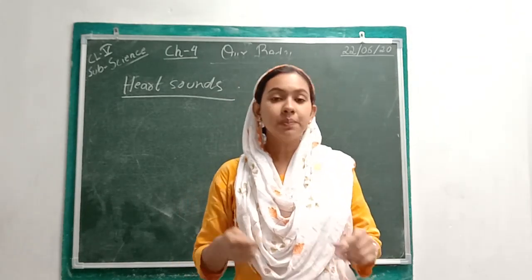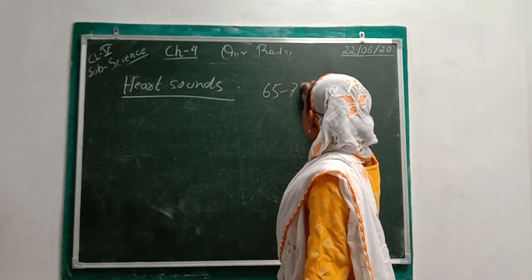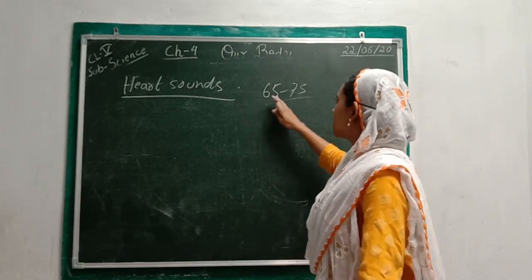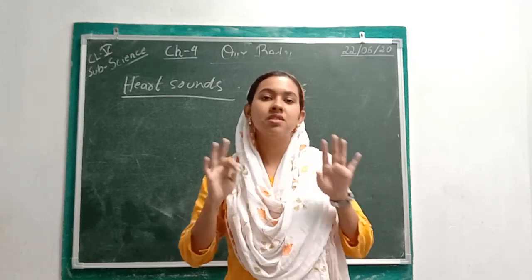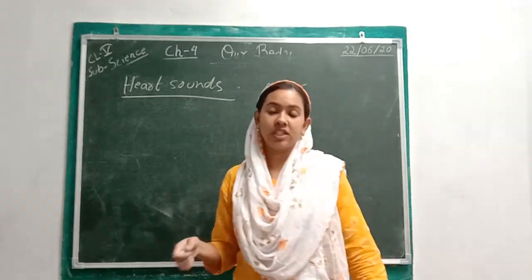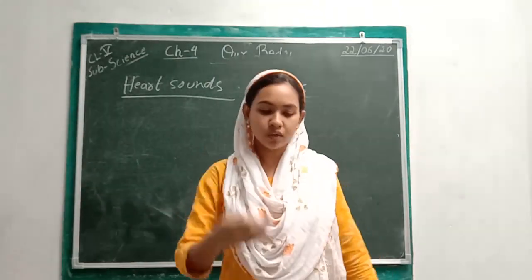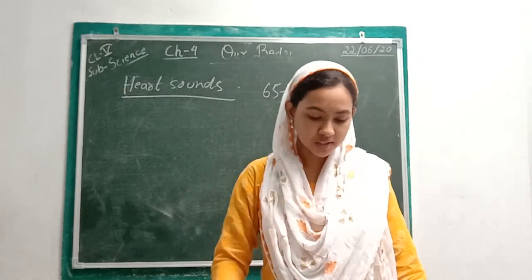A normal person has about 65 to 75 heartbeats in 1 minute. That means the heart relaxes and contracts about 65 to 75 times in a normal human being when a person is in resting condition. But if you do any kind of physical activity, like if you run and come and then you measure it, then the number will increase, because then the heart starts contracting and relaxing faster.